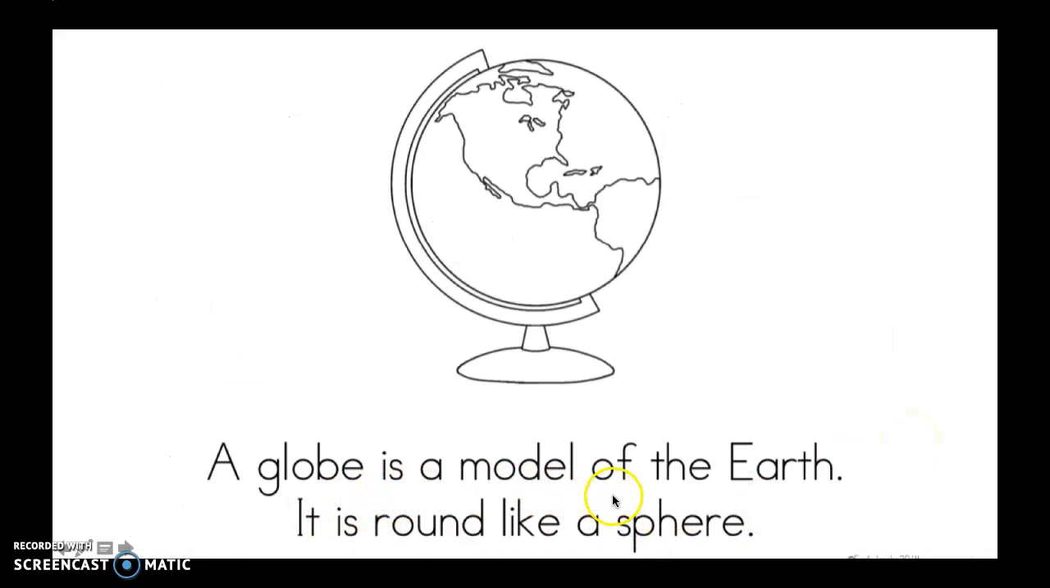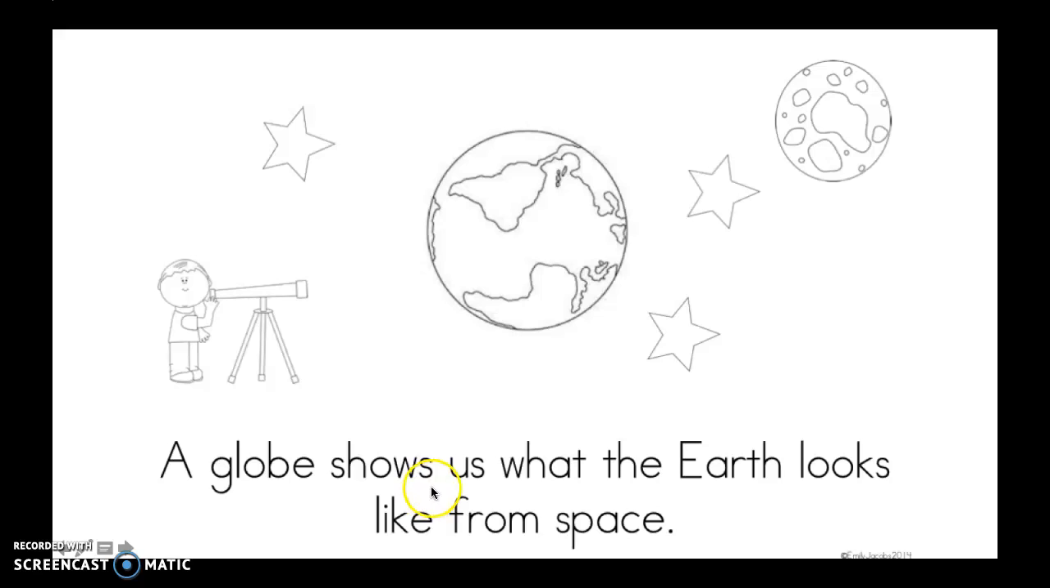A globe is a model of the earth. It is round like a sphere. A globe shows us what the earth looks like from space. So if you're up here in space, you could see what the earth looked like.